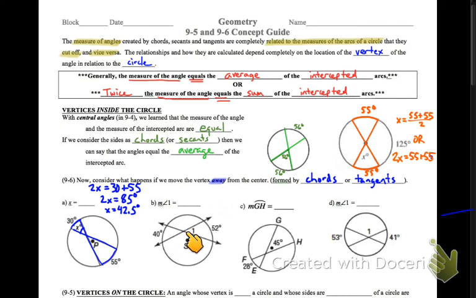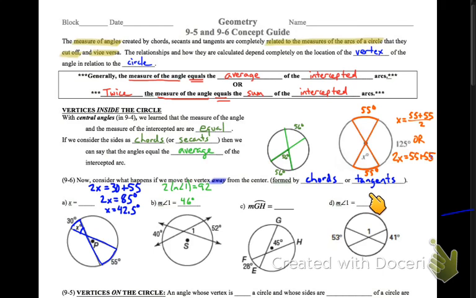Repeat. 2 times the measure of this angle is equal to the sum of these two arcs. I'm going to take a shortcut. 2 times the measure of angle 1 equals 92, 40 plus 52. That's a simple equation to solve. 92 divided by 2 is 46 degrees.